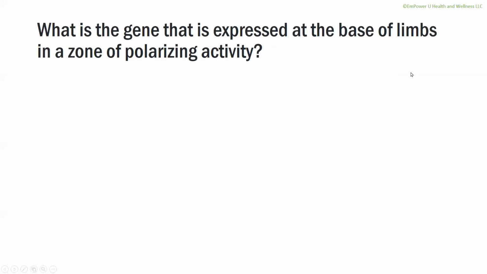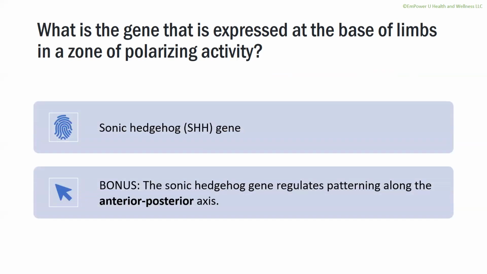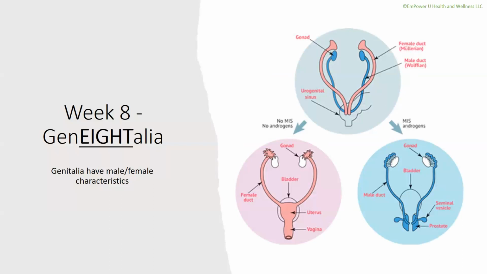All right, what is the gene that's expressed at the base of the limbs in the zone of polarizing activity? The only one we talked about. Sonic the Hedgehog, good. If you had to remember one gene, it would be the Sonic Hedgehog gene. Sonic Hedgehog gene regulates patterning along our anterior posterior axis. Then week 8, we have genitalia.